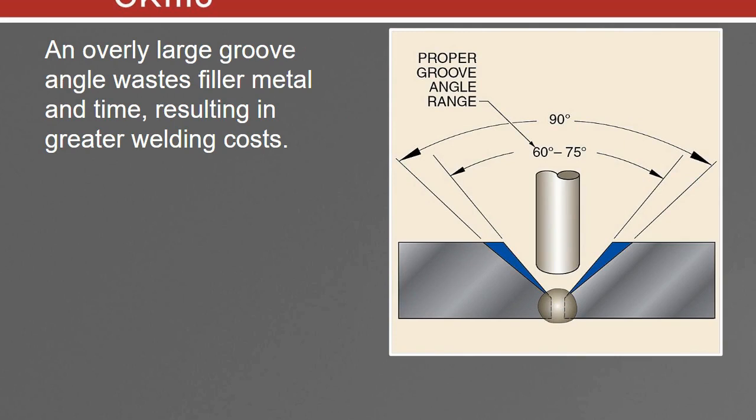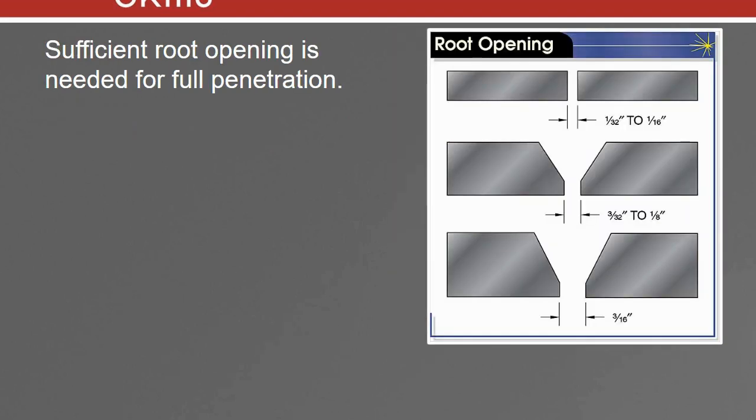Overly large groove angle wastes filler metal and time, resulting in greater welding costs. Sufficient root opening is needed for full penetration. Remember, 3/16 or less does not necessarily have to be beveled. If it's greater than 3/16, you want to have a bevel on there. And the bigger the gap you put on here, the harder it's going to be for your weld to stay in here, especially if you're running real hot on your weld.